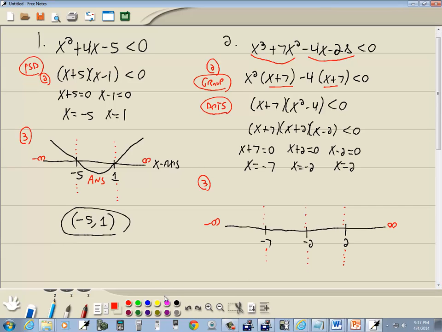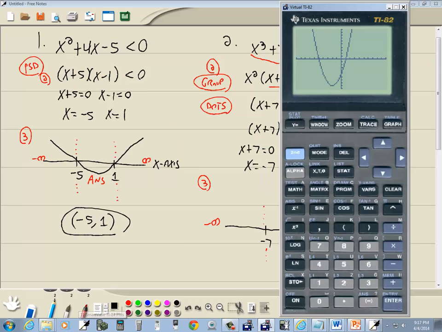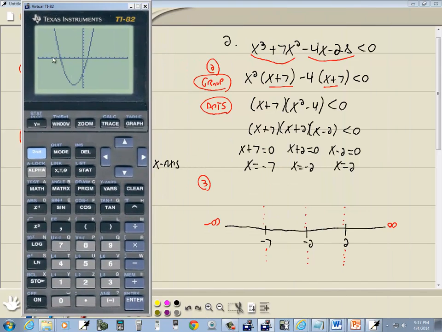Now we're going to go graph this and see what it looks like. Okay, so I press my y equals, press my clear. I'm going to do an x to the third, so I do x, caret 3, plus 7x squared, minus 4x, minus 28, and then press graph. You should see it cross your critical values. If you don't, then you did something wrong. Negative 7, negative 2, positive 2.